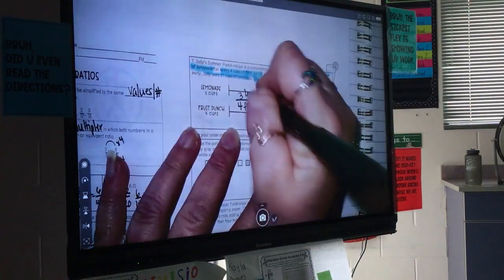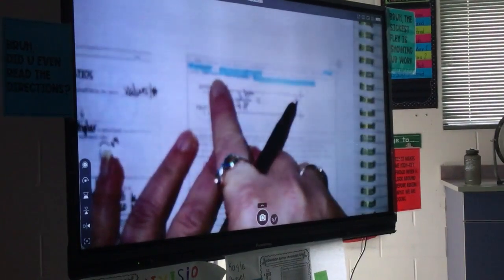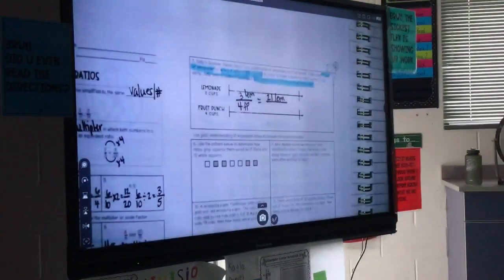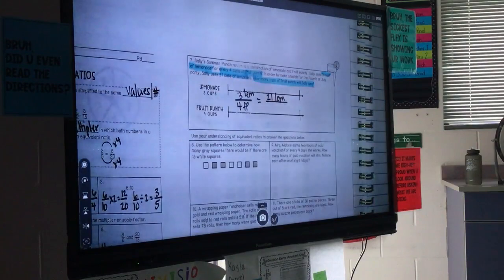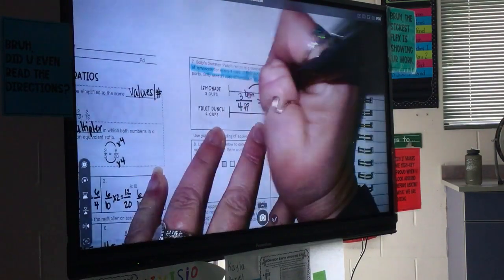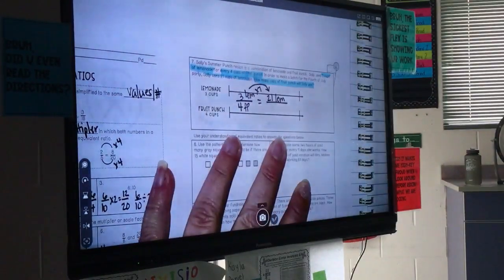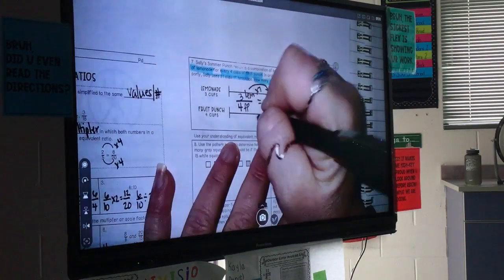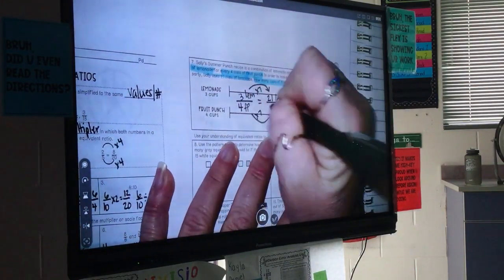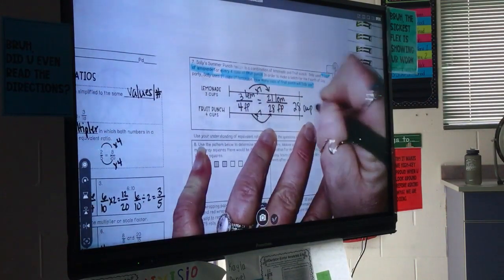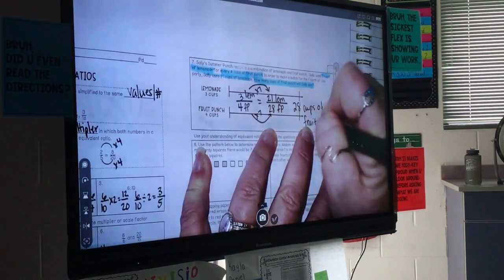The information they gave us is that Sally uses 21 cups of lemonade. So lemonade is going on the top because that's the same unit as the other side, right? That's why you have to have a little bit of an abbreviation for what your numbers are representing. So how do I go from 3 to 21? I'm going to multiply by 7. Peyton, if I multiply by 7 on the top, what is 4 times 7? 28. So you have 28 cups of fruit punch.